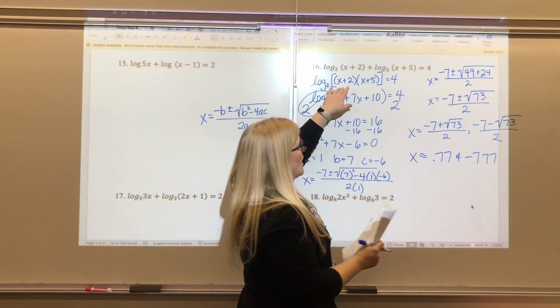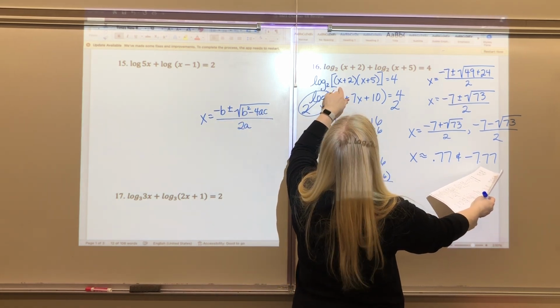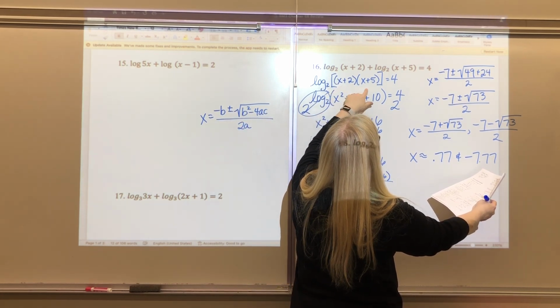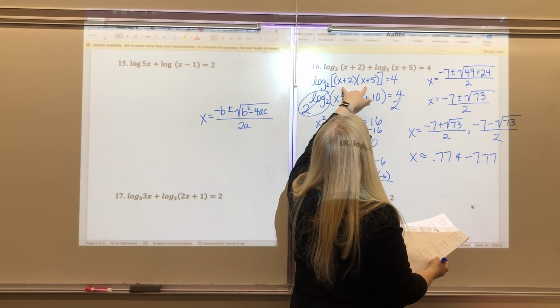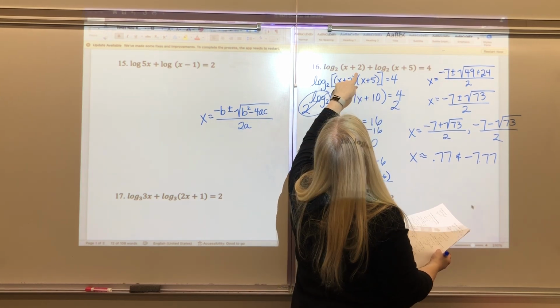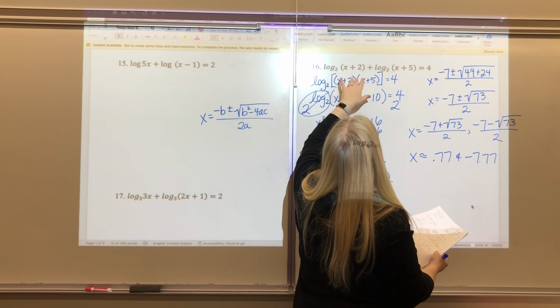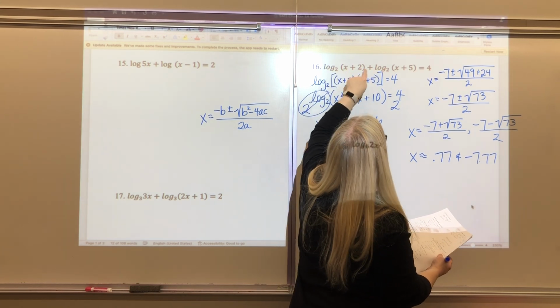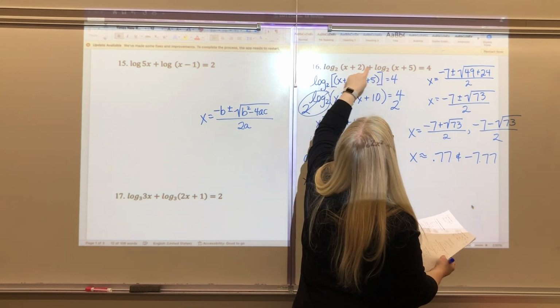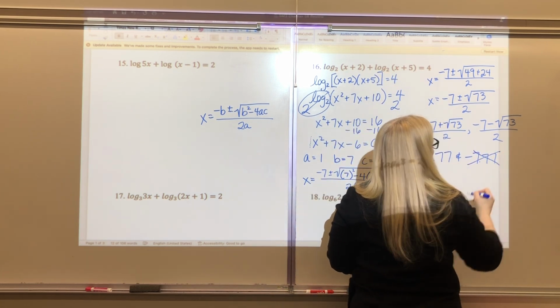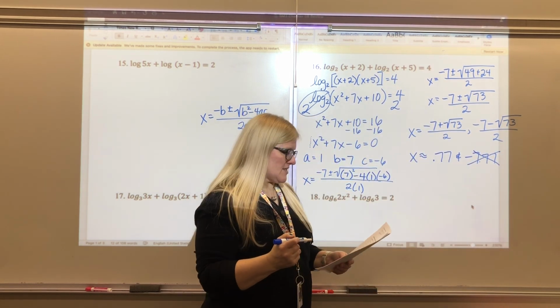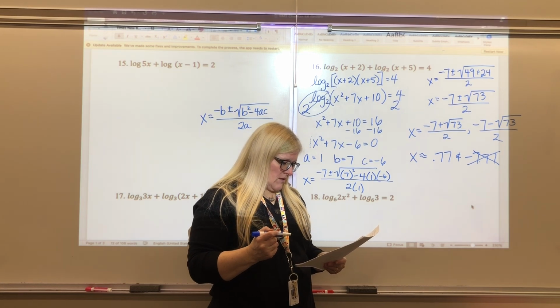Okay, if we plug in negative 7.77 into either of these, we're going to get negatives. Oh, excuse me, up here. You always should look at the original. Okay, up here I'm going to be taking the logs of negatives. So this is extraneous.